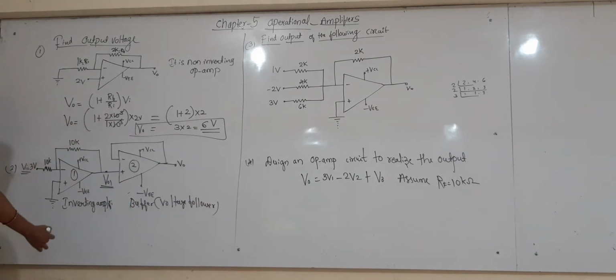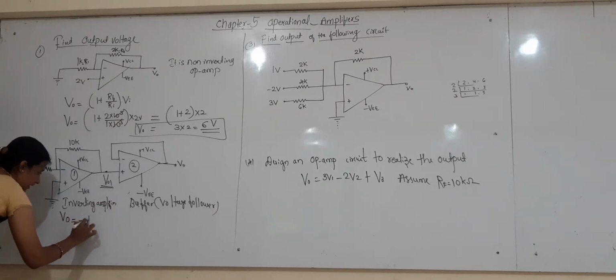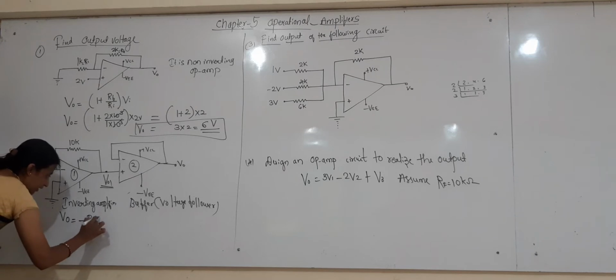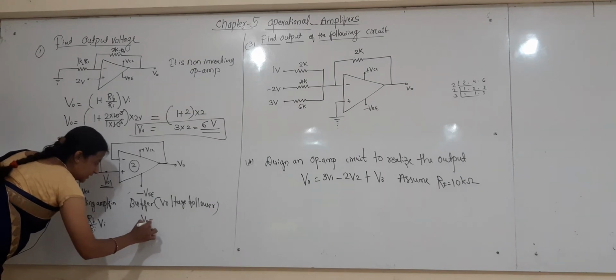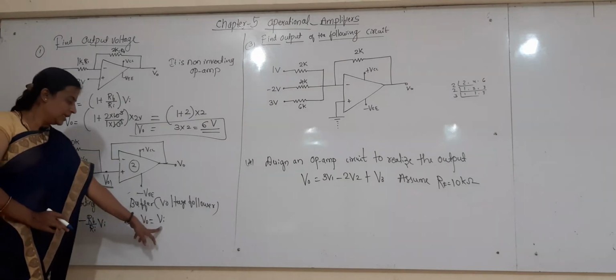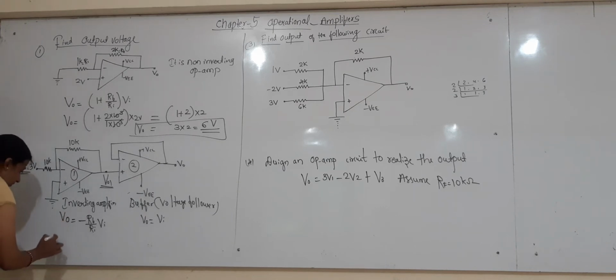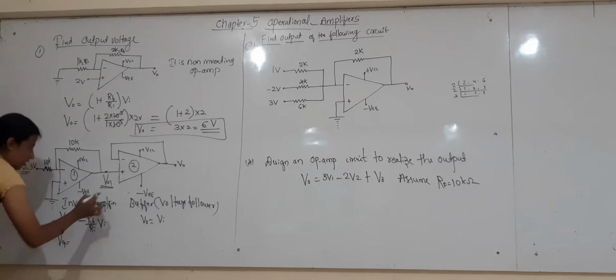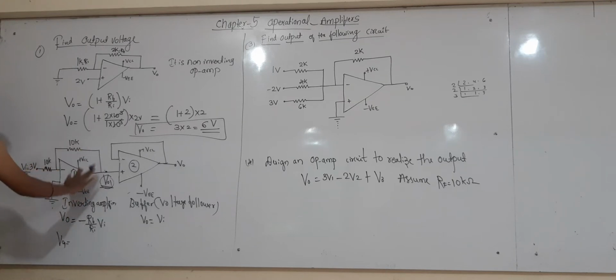For the inverting amplifier, the output is V0 is equal to minus Rf divided by Ri into Vi, and for the buffer amplifier, V0 is equal to Vi. In a buffer or voltage follower, whatever the input voltage is, the same output appears. Next, the V01 is the output of this inverting amplifier.